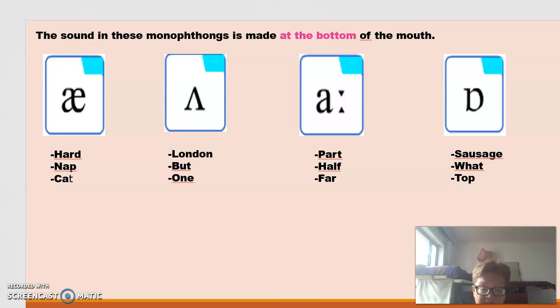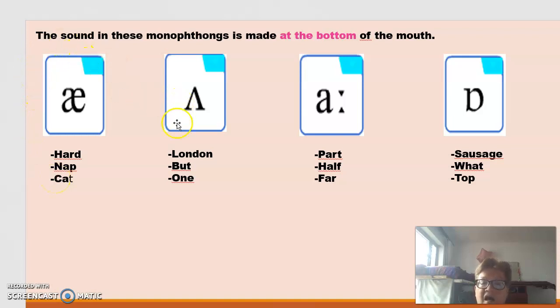Here we have the ones that are in the bottom. Yes, the monophthong is made at the bottom of the mouth. So we have this one, this one. Remember the 2 marks, so it means it's a long vowel. And this one, okay, like heart, nap, cat. Yes, you can see that it is in the bottom of your mouth.